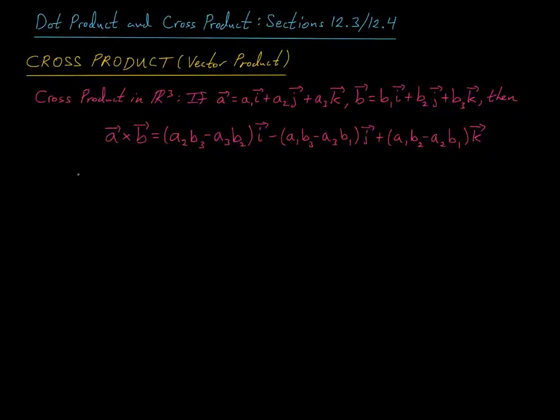Alright, so in this video we're going to introduce the other type of product that we're going to discuss. This is known as the cross product. So to define the cross product in R3, let's say we have two vectors A and B, and in components A is A1i plus A2j plus A3k, B is B1i plus B2j plus B3k.